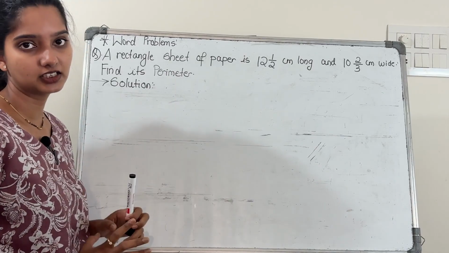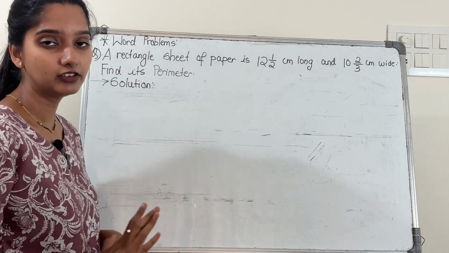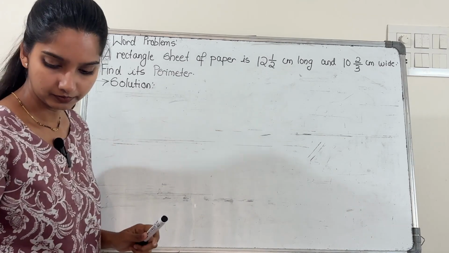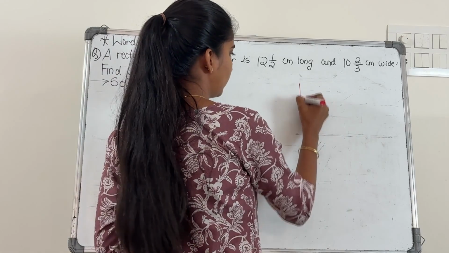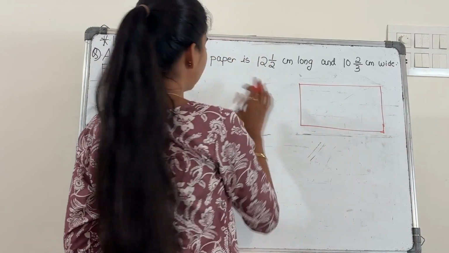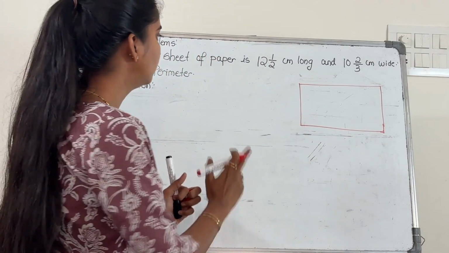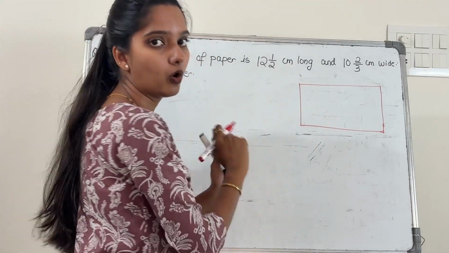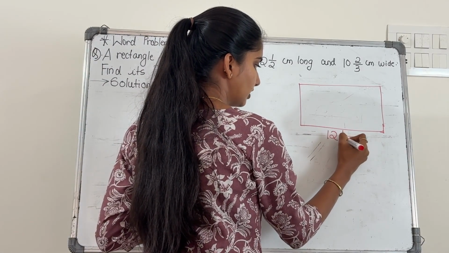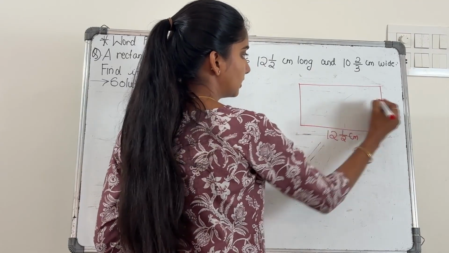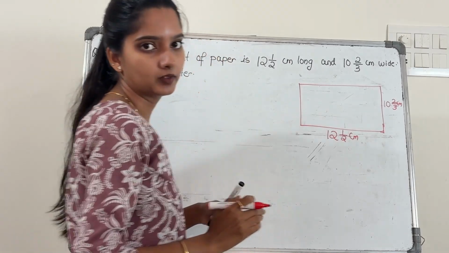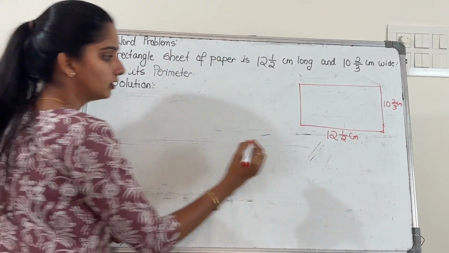First let us understand: whenever a question is given to you, never jump directly to solve the problem. First try to understand what is given. There is a rectangle sheet of paper which is 12.5 centimeter long. Long means it is going to be my length. So the length is 12.5 centimeter and it is 10 2/3 centimeter wide. What is the question asked? I need to find the perimeter.